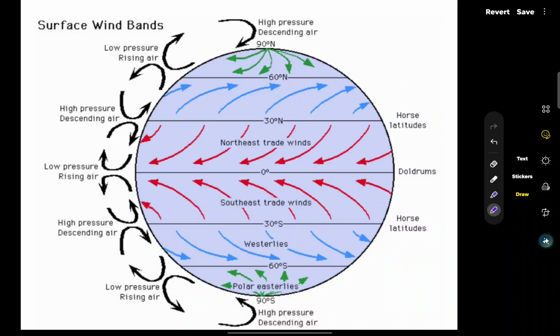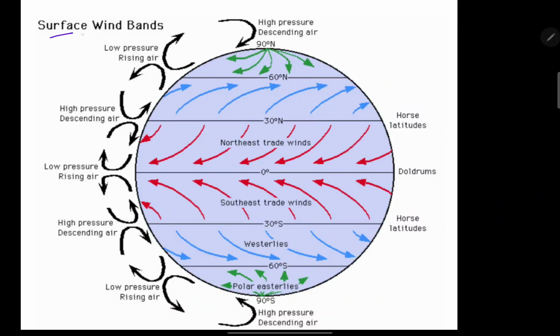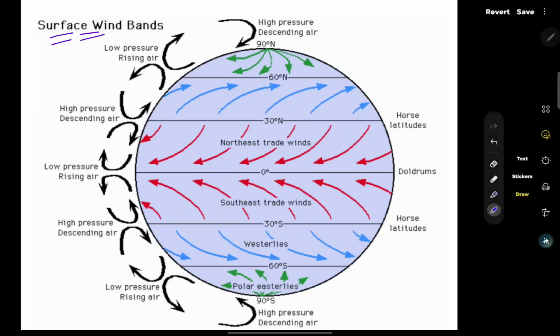This is a surface wind band chart which you can find online anywhere. And the first time you see this chart, you are somewhat confused, so I will try to keep it simple and make you understand how the winds are flowing, what they are called, and in which directions all the winds around the world will flow.